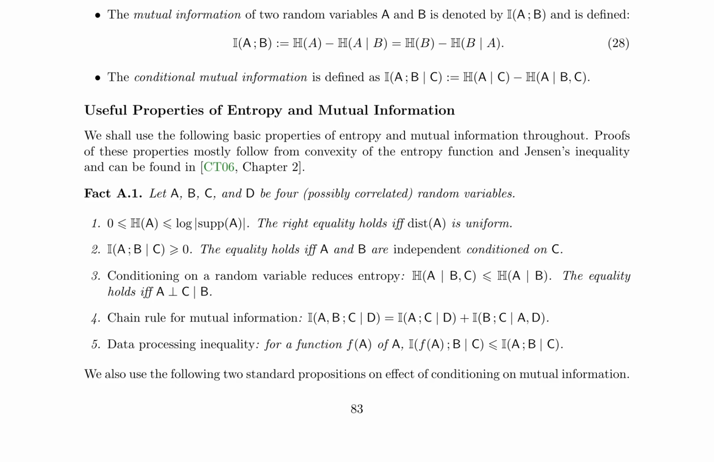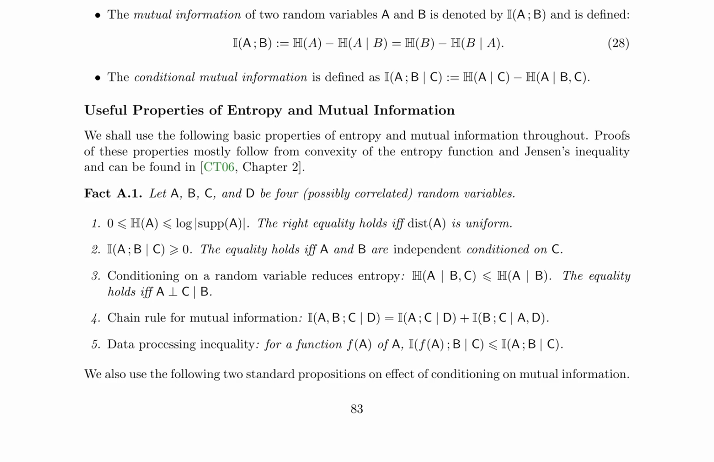Specifically, the entropy of A is non-negative and upper-bounded by the logarithm of the size of its support, with equality holding if and only if the distribution of A is uniform. The conditional mutual information is non-negative, with equality holding if and only if A and B are independent. Conditioning on a random variable reduces entropy, with equality holding if and only if A is independent of C given B.